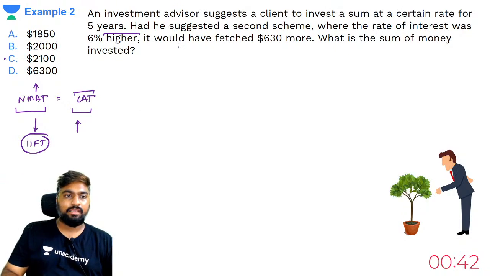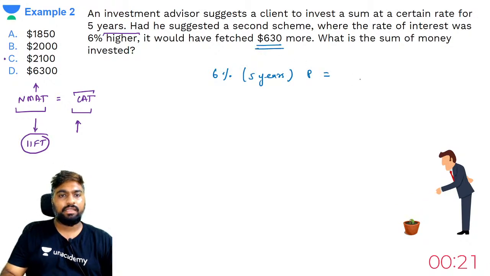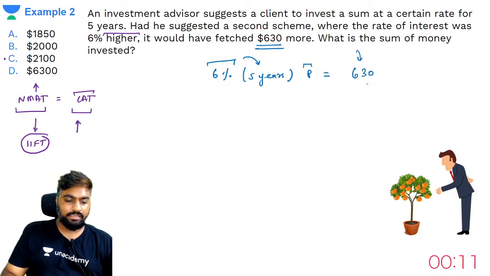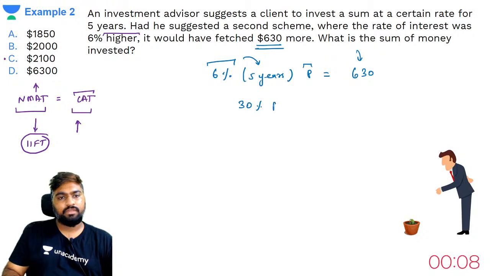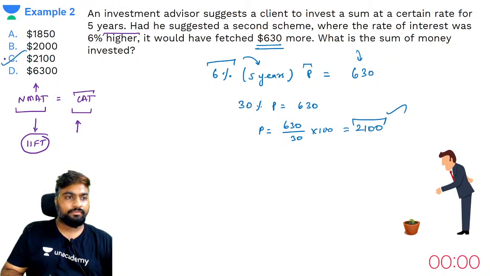So what are they saying now? For a certain rate for 5 years, he would have gotten something else. But now with 6% higher for 5 years on the principal, you will get $630 more. Correct? So what is the difference between the two? The difference for 6% for 5 years, upon P, will give us the 630. Agreed? So 30% of the principal is 630, and the principal is nothing but 630 by 30 into 100, which is 21 into 100, $2,100.